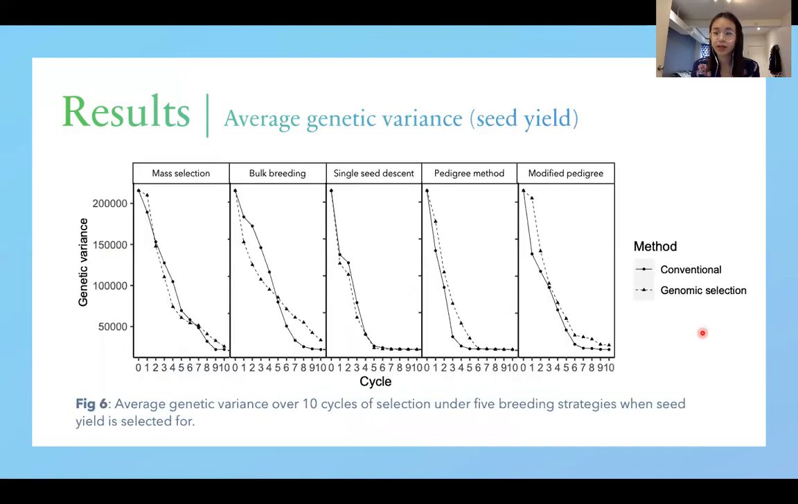Next, I wanted to look at the average genetic variance for the different strategies. And I wanted to compare conventional and genomic selection. And the reason is when you have a higher genetic variance, you have more potential to increase genetic gain. However, I did not find any significant differences between conventional and genomic selection for all the different traits.